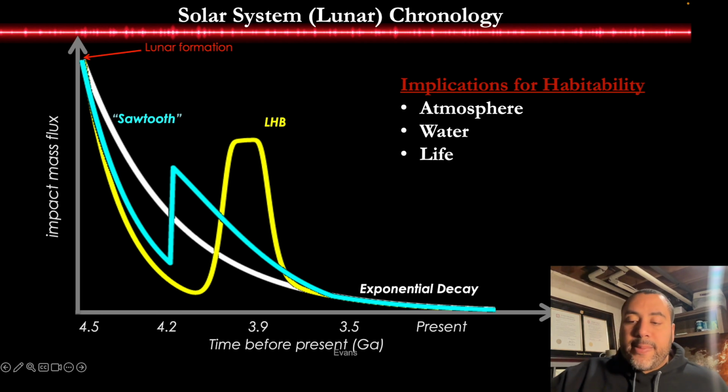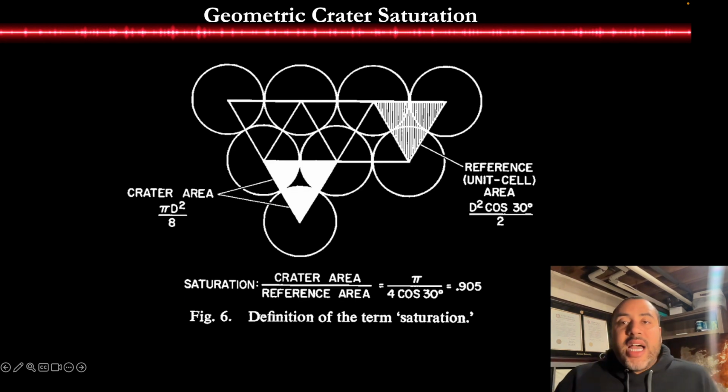And again, understanding each of these has different implications for the evolution of the inner solar system and implications for habitability. Now, before we dive into more, I want to talk about geometric crater saturation. So this was one of the concepts discussed in the book. And effectively, the way that geometric crater saturation is estimated is if you put craters side by side, in this instance, a crater of a certain diameter, and you don't overlap them, what's the maximum number of craters that you can fit on a surface?